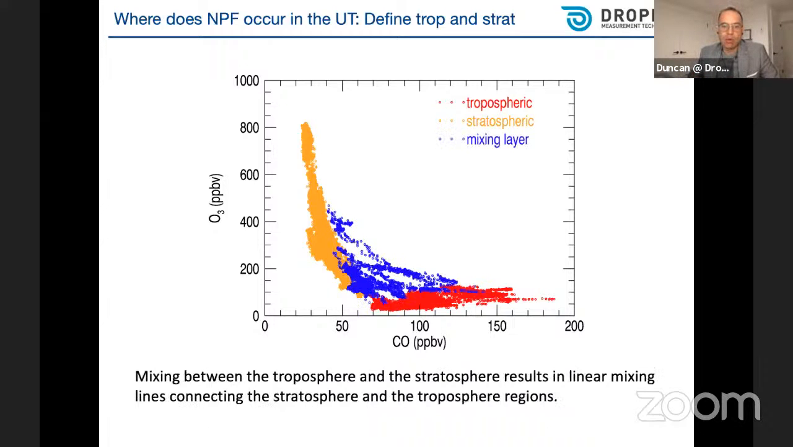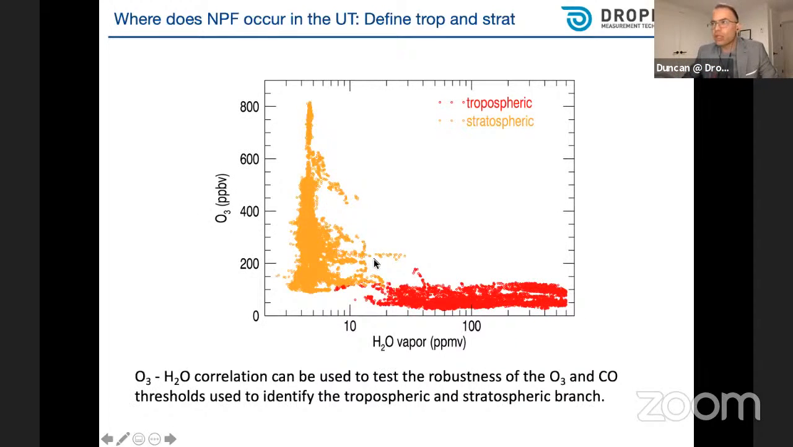And what we found is that there were points that did not belong to these two reservoirs. You have the stratospheric reservoir and you have the tropospheric reservoir, but there were points that did not belong in either of these two reservoirs. And this is called the mixing layer. This is the layer between the troposphere and the stratosphere where the mixing is occurring, and these are the blue lines. So when we look at water vapor, we can see the same thing.